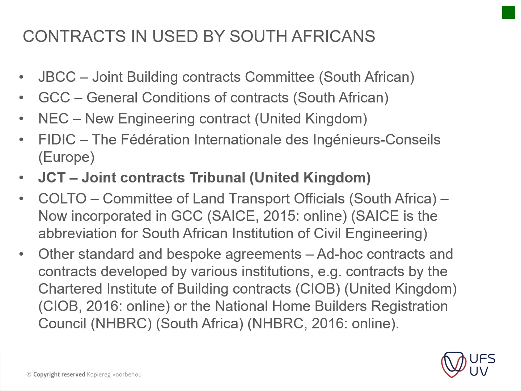Just looking at the South African contracts, you probably know about this, and we've discussed this in the workshop. We've got the JBCC, GCC, NEC, and FIDIC used in South Africa. The JCT is the one focused on in the study guideline. I don't think any of you work on roads, but the Colto contract is still used in South Africa, especially the road builders still like to use it. Then there are other bespoke contracts, especially for you guys in Midrand, who work with RDP housing and that type of thing.